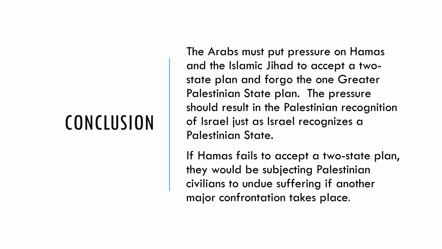The Arabs must put pressure on Hamas and the Islamic Jihad to accept a two-state plan and forgo the one greater Palestinian state plan. The pressure should result in the Palestinian recognition of Israel, just as Israel recognizes a Palestinian state. If Hamas fails to accept a two-state plan, they would be subjecting Palestinian civilians to undue suffering if another major confrontation takes place.